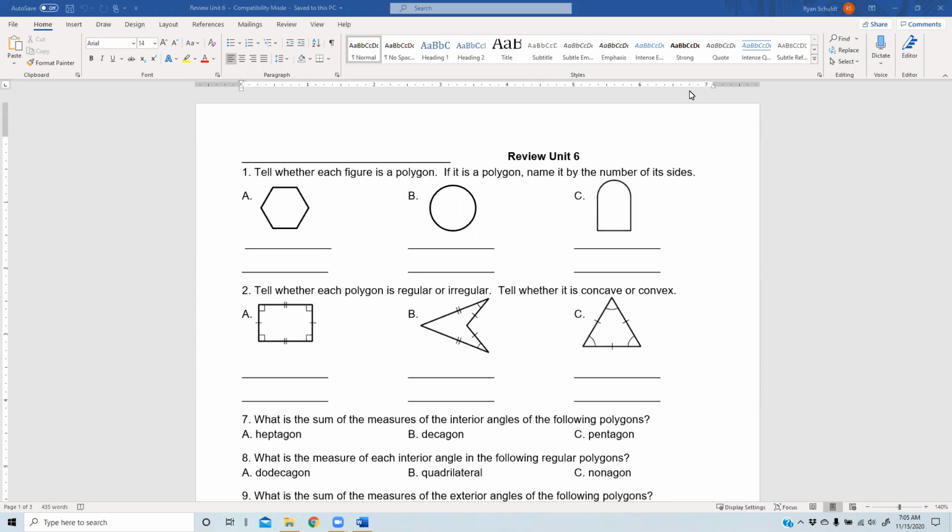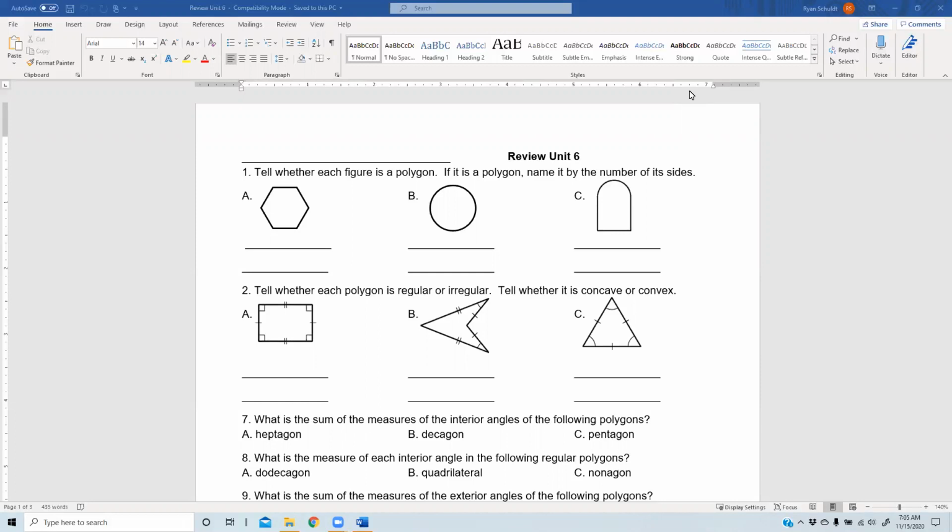Okay, so for the first one, tell whether each figure is a polygon. If it is, name it by its number of sides. Remember, a polygon has to have straight sides, can't be any curves. They gotta be straight sides that all connect. Don't leave a tail, nothing. Just straight sides that connect.